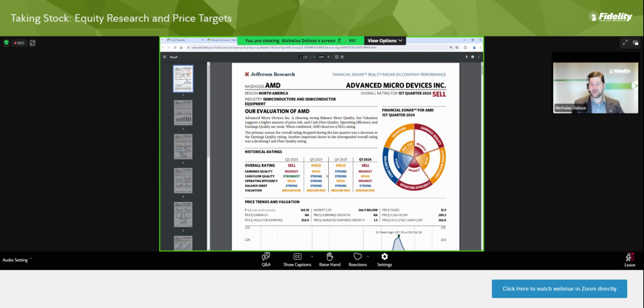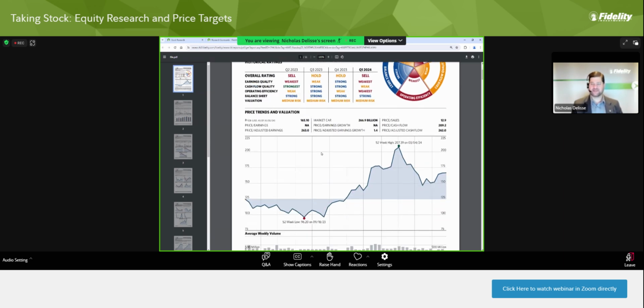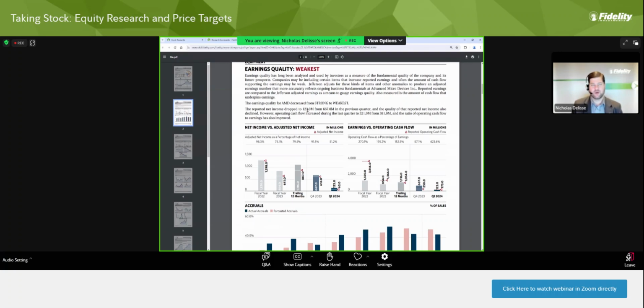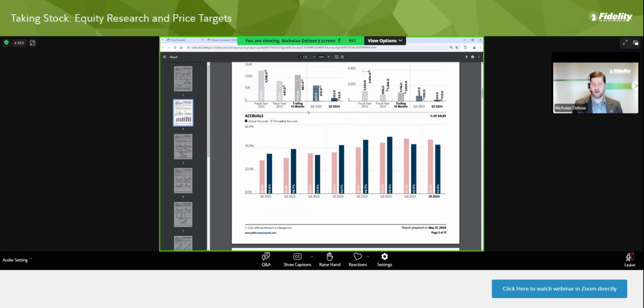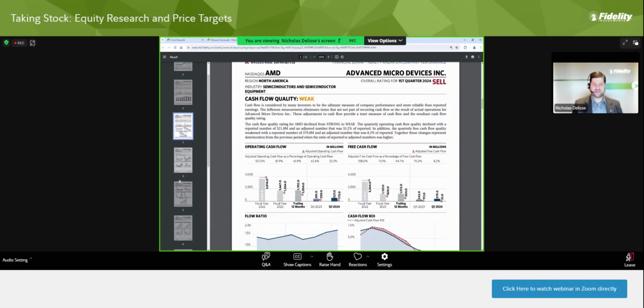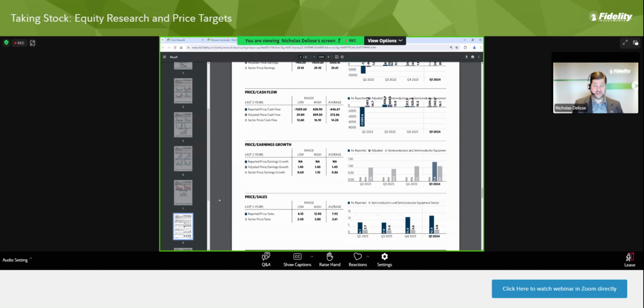But here we can take a look at everything that Jefferies Research was saying about it. We can see what they look at, price trends, cash flow, and such, how they're rating their earnings quality and everything, what they're looking at, and why they say what they're saying. Different analysts have different things that they'll look at. They'll have different conclusions and such. And some of these do also have price targets.